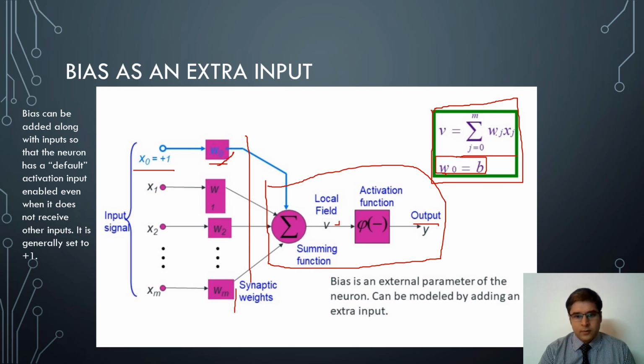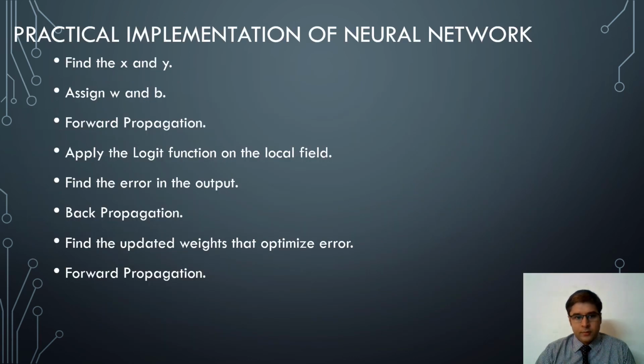In this case w naught is equal to b. So how is the neural network implemented? We see a practical implementation of a neural network now. Find the x and y. So we need to get the inputs x and know the output that is required for the neural network to give in case of input x, that is y.